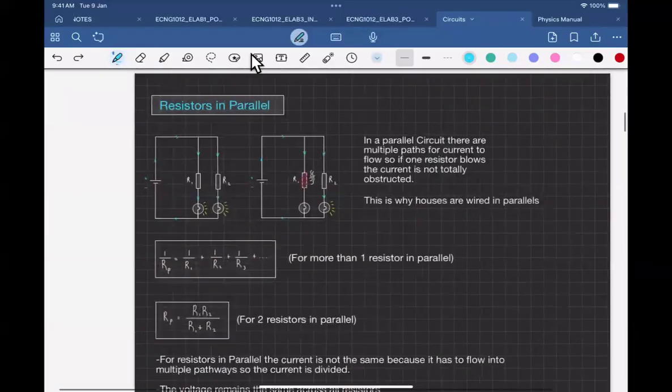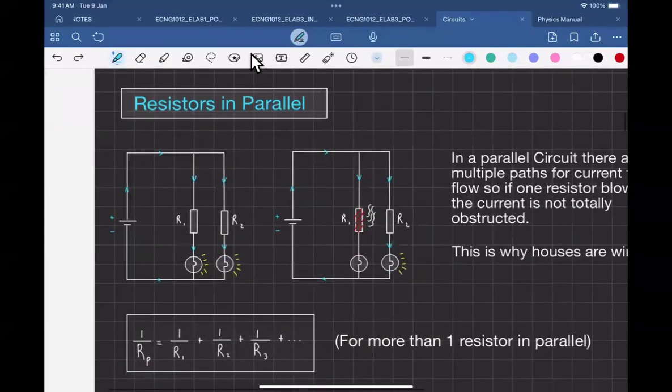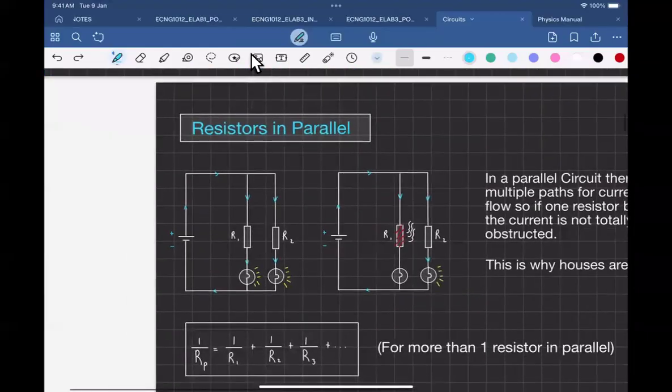Let me look at resistors in parallel. So, Aliyah, can you understand why I'm saying resistors in parallel just by looking at it? Just by looking at it, can you see what I mean by resistors in parallel? Yeah, those two resistors are what to each other? Parallel.